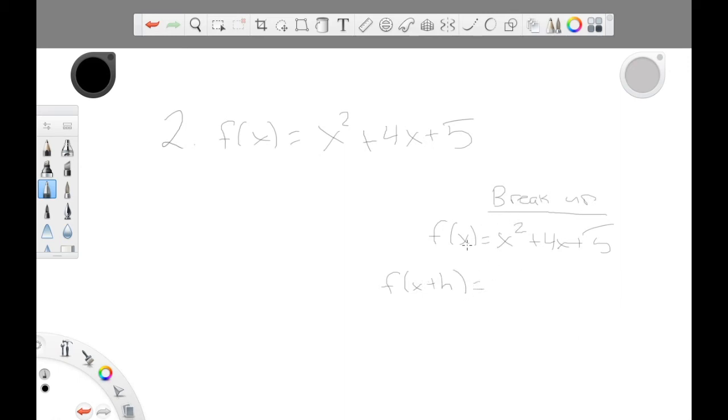We have x plus h, we plug that in, we get x squared plus 2xh plus h squared plus 4x plus 4h. I'm just doing mental math right now. So 4 times x plus h, then you distribute that, it'd be 4x plus 4h, and then plus 5. And then again, these are the two things that we need.